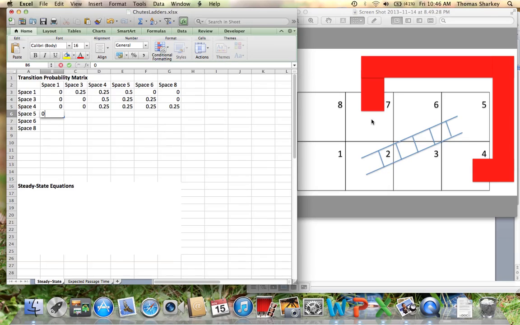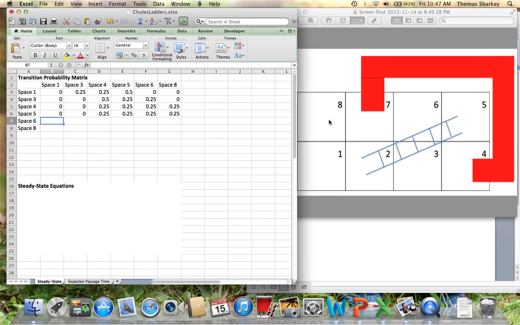So let's look at constructing my transitions for space 5. I can't end up back on space 1, can't end up on space 3. I can end up on space 4. The reason is if I spin a 2, I move to space 7 and then take the chute down to space 4. So I have a 25% chance of ending up on space 4. I also have a 25% chance of staying on space 5, because if I spin a 4, I don't have the exact roll to get to space 8. I have a 25% chance of going to space 6 if I spin a 1, and if I spin a 3, I end up on space 8. So I have a 25% chance of ending up on space 8.